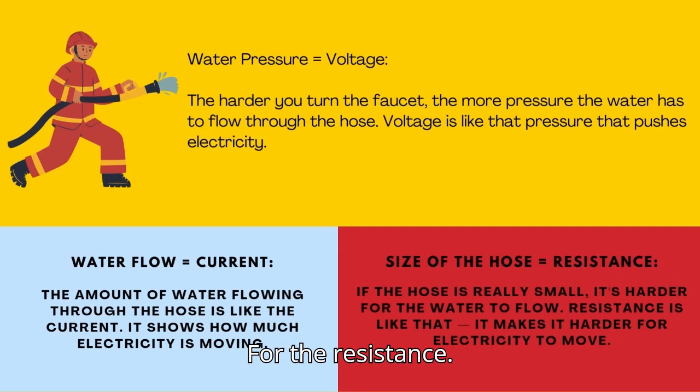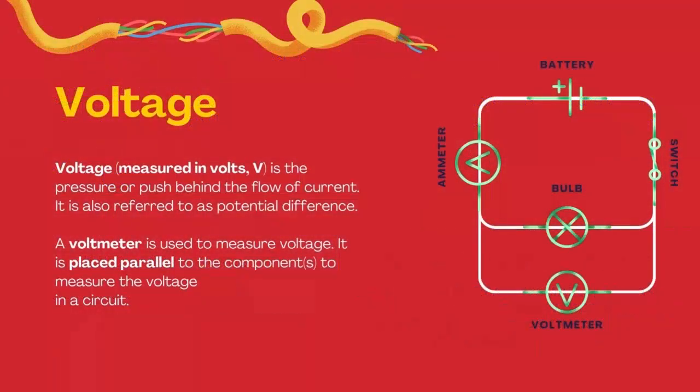For the resistance, we can imagine it as the size of the hose. If the hose is really small, it is harder for the water to flow. Resistance is like that. It makes it harder for the electricity to move.